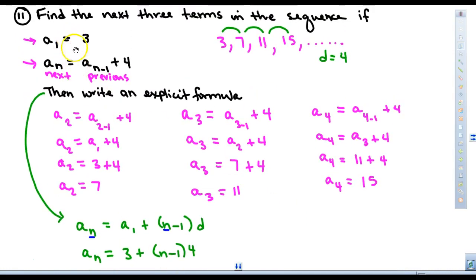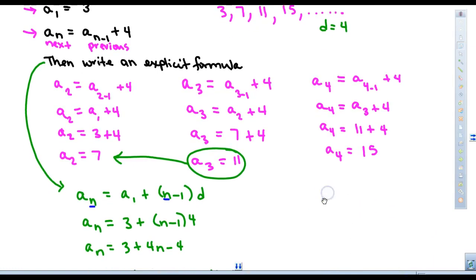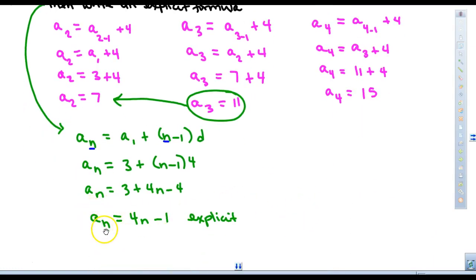Again, with a recursive formula, you can only get your next term if you know your previous term. That's the only way you can get it. But with an explicit formula, you can find any term that you want. If I want to know the 1000th term, I would just plug in 1000 for n, and I would be done. But with a recursive formula, if I wanted to know the 1000th term, I would have to know the 999th term first. Okay?